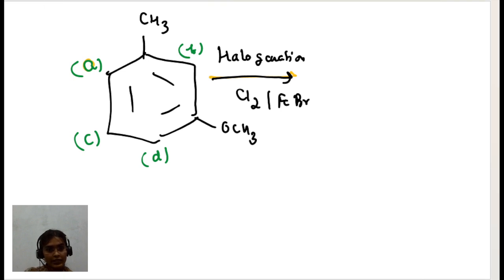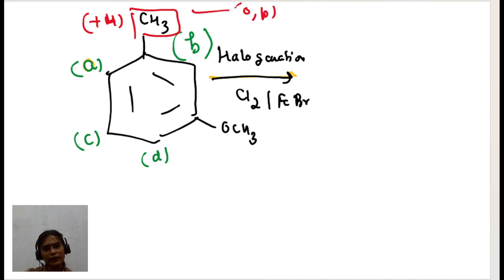Okay, it's a B. A, C, D. Which position do you have to prefer? This is my question. B, B, D. Okay. So yes, both are plus M group, right? This is plus M, plus H you can say. You can say ortho and para-directing. And this is my plus M group. This is also ortho and para-directing.